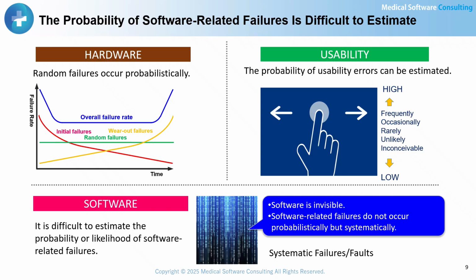However, software behaves differently. Software is invisible from the outside, and failures caused by software are not probabilistic. They occur systematically. These are known as systematic failures or faults, and unlike hardware failures, the probability of occurrence cannot be easily estimated. That is why failures and malfunctions caused by software are considered very difficult to predict using probability-based methods.